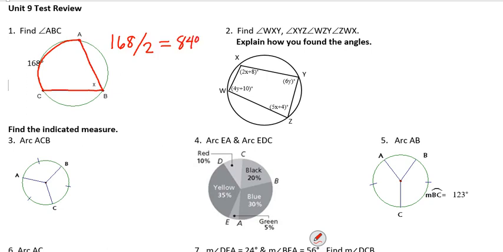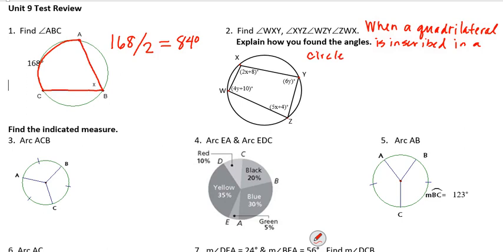Number 2 says find these angles. So it's all these angles here that are vertices of our quadrilateral. On this one, I'm going to first explain how I'm going to find the angles. When a quadrilateral is inscribed in a circle, opposite angles are supplementary.